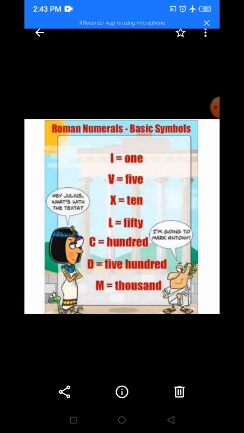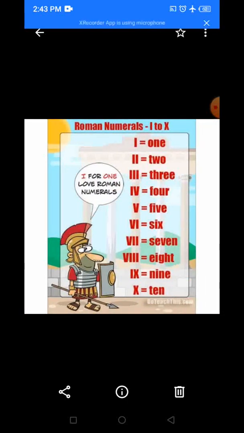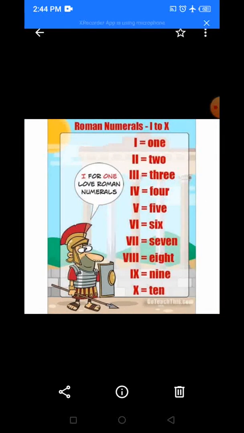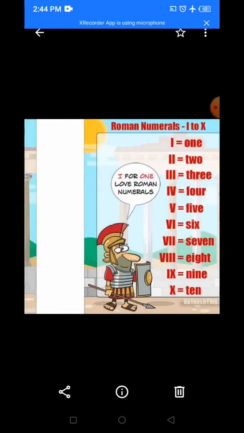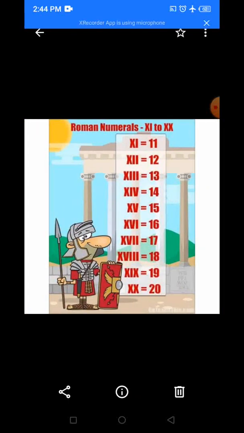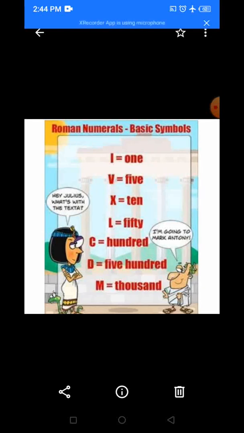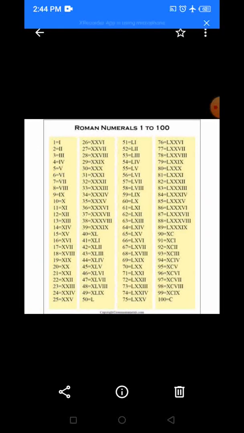So I am going to erase this. Now you can write down this. So again, this all from 1 to 10. I hope you have screenshotted it from 1 to 10. Then from 11 to 20. Then you have the basic symbols of Roman numerals. Then here you can screenshot this. You have all the numbers from 1 to 100.